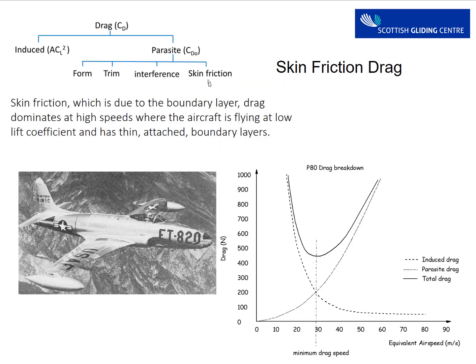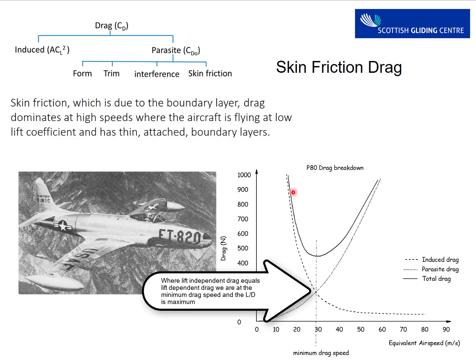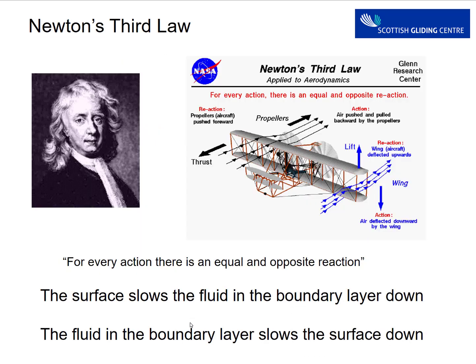Now, the other predominant form of drag is skin friction drag, or the drag due to the presence of the boundary layer. Now when we look at drag, this skin friction drag dominates at high speed, because parasite or lift-independent drag dominates at high speed, and lift-dependent or induced drag dominates at low speed, and the sum of the two gives the total drag of our aircraft. So skin friction drag is the drag that we really worry about when we go up to high speed.